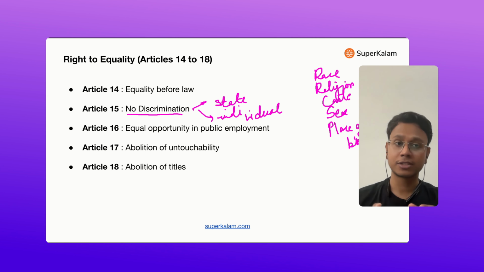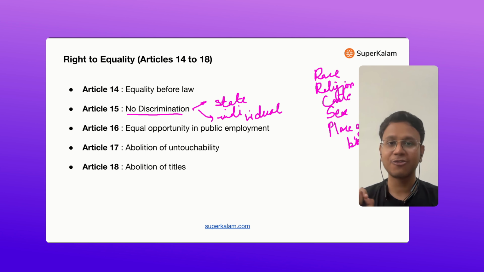If someone is Hindu, someone is Muslim, no discrimination. If someone is from the South, someone is black, someone is white, someone is from the Dalit category, someone is from the so-called upper category, no discrimination will be there. So that's the meaning of Article 15. There was a movie also on Article 15. You can watch that. Next is Article 16, equal opportunity in public employment.